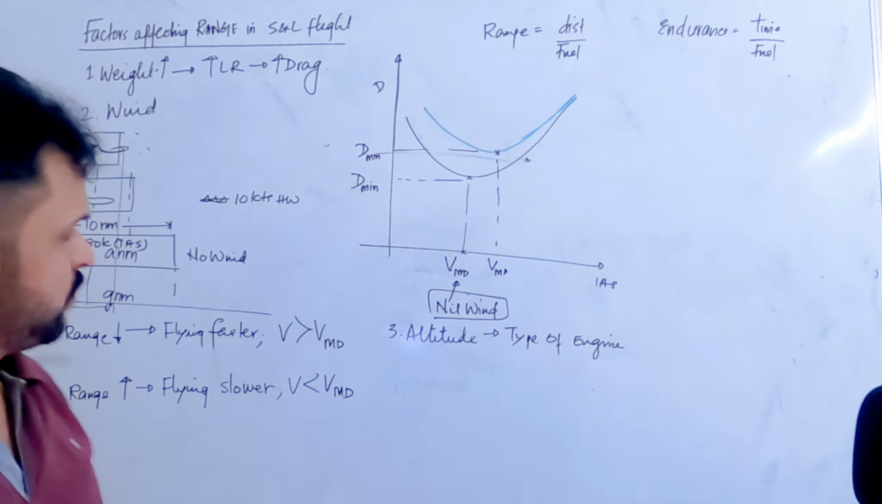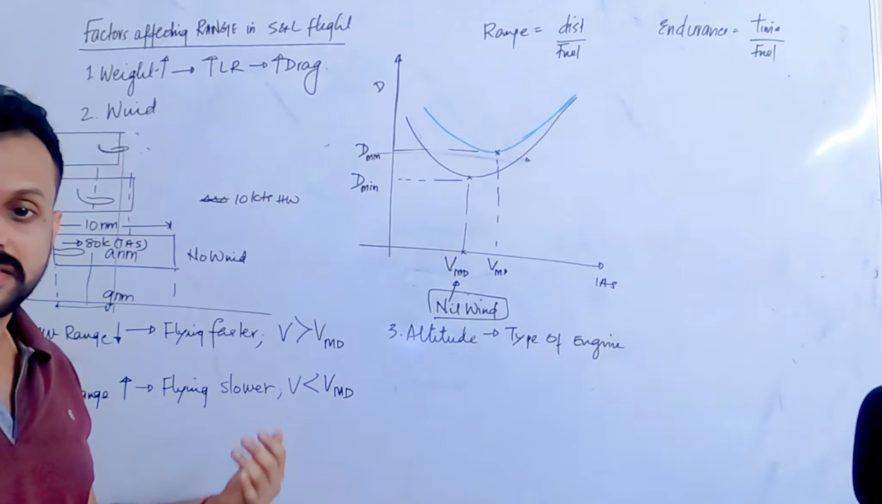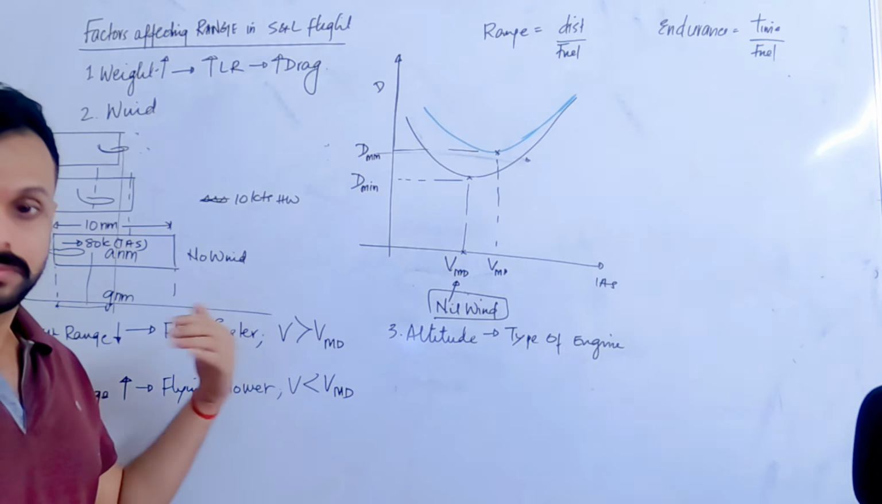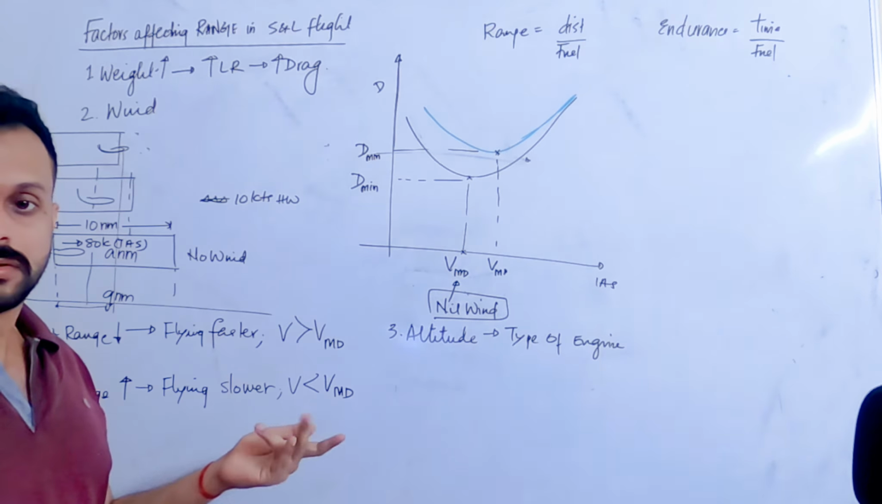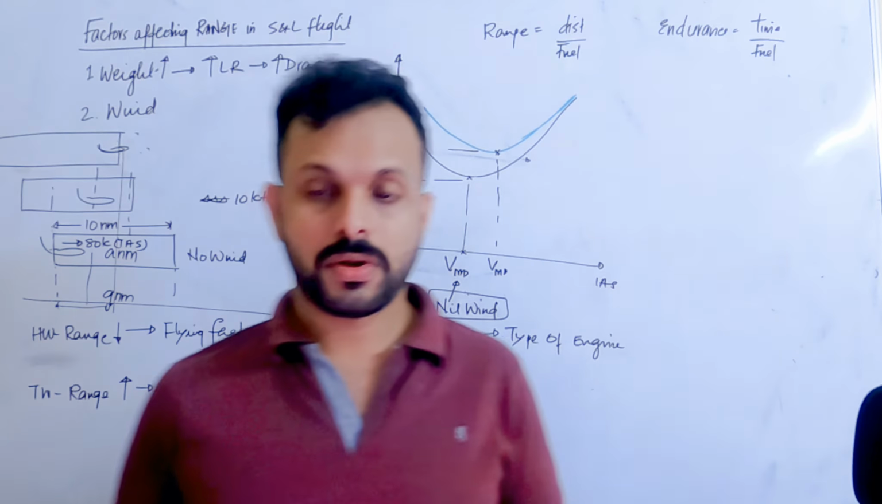Is this clear to you? What we have written here? Why do you have to fly faster in the headwind and why do you have to fly slower in the tailwind to minimize and maximize the effects? Yes. Is that part clear? Yes. And what's the last one?